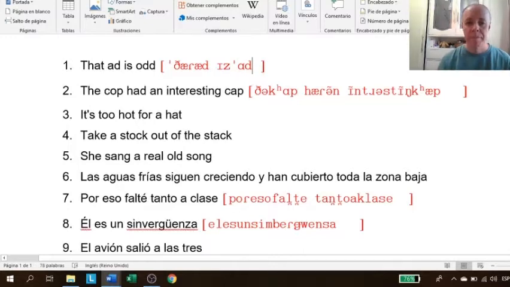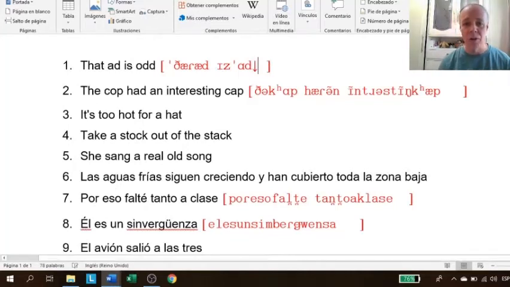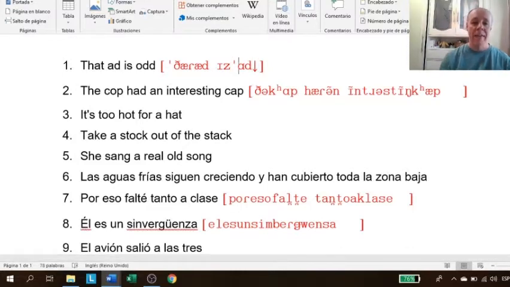Now we have the stress mark. Now I need to add juncture. This is an affirmative sentence. That ad is odd. It decreases, it finishes, so I need to add my juncture there. Is that it? No. Next to each stress mark, I need to add tone, volume.